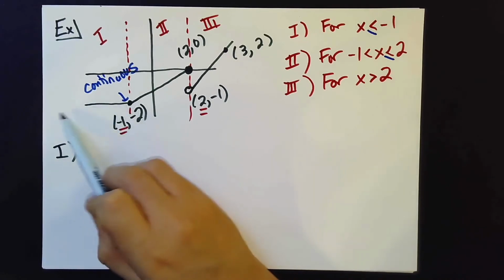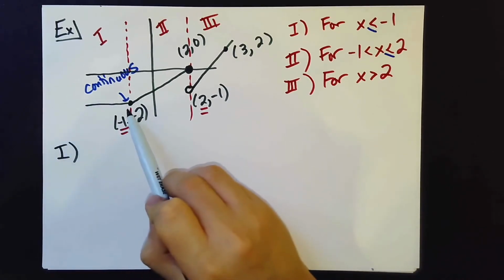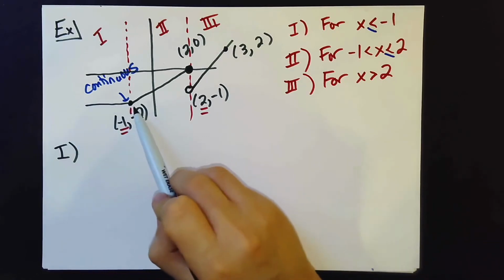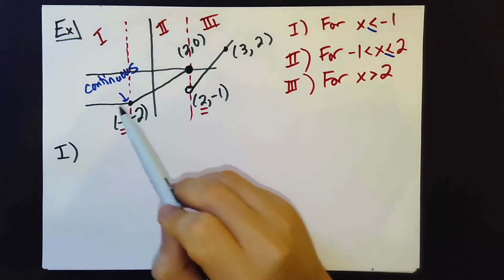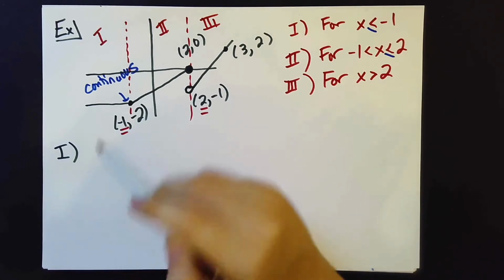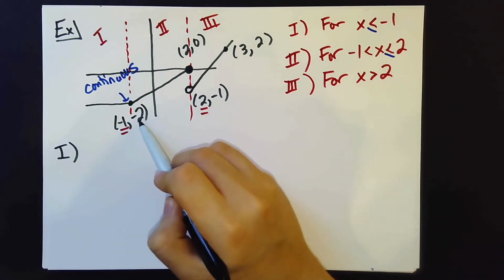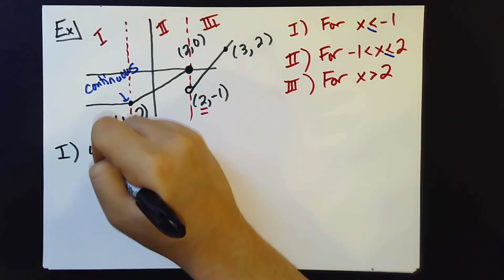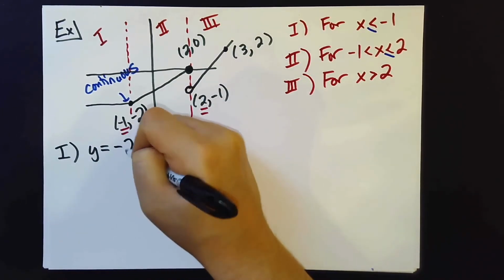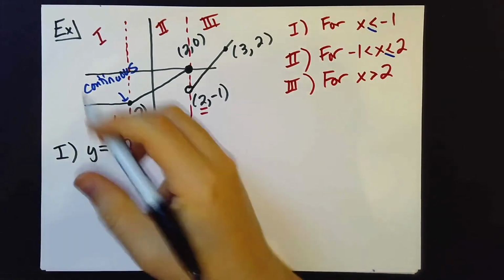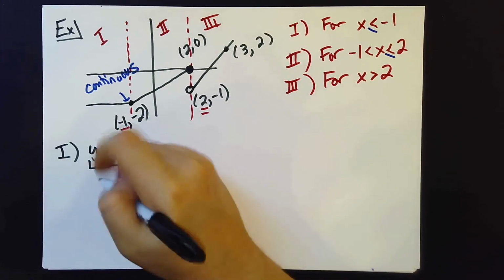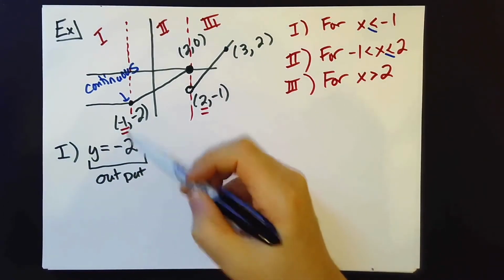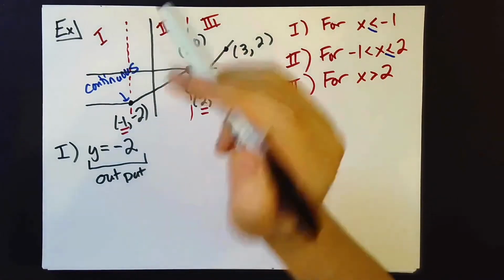So over here in zone 1, my function's given by a horizontal line. What horizontal line is it? Well, the point -1, -2 is on it, so it must be the horizontal line y equals -2. So this is now our output for zone 1 of our piecewise function.